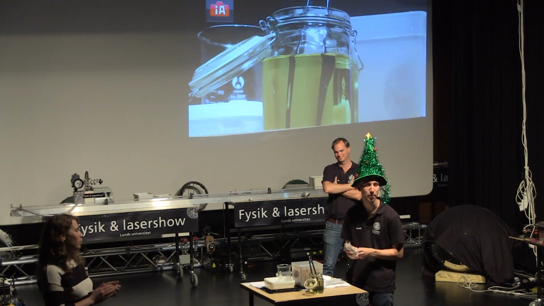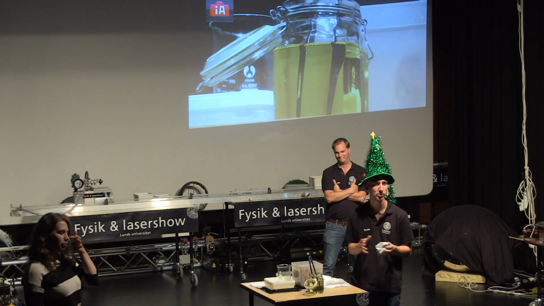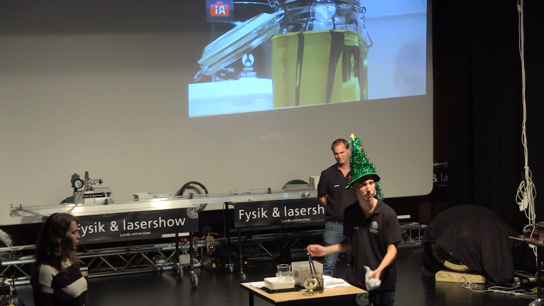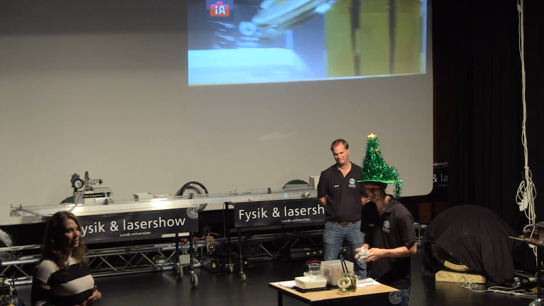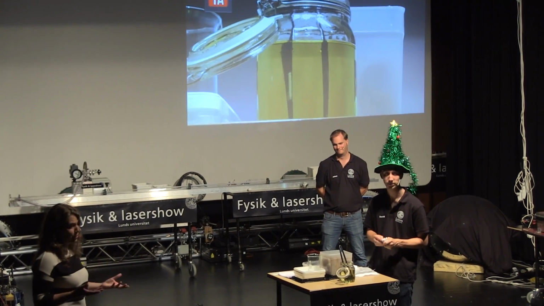So how does this happen? When light travels through different materials, it has different speeds, and it's when light changes speed that we can actually see stuff.